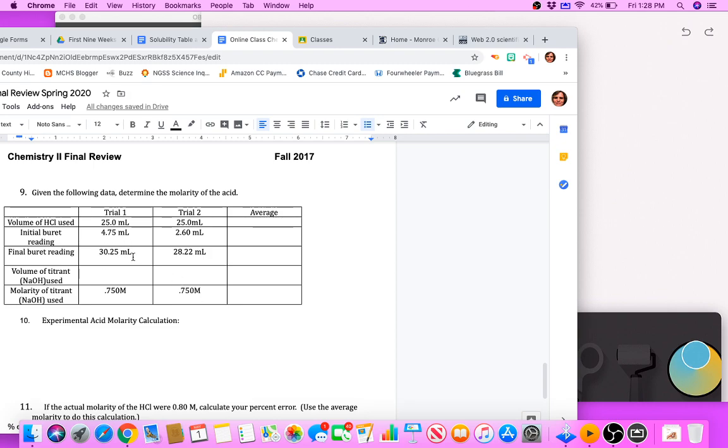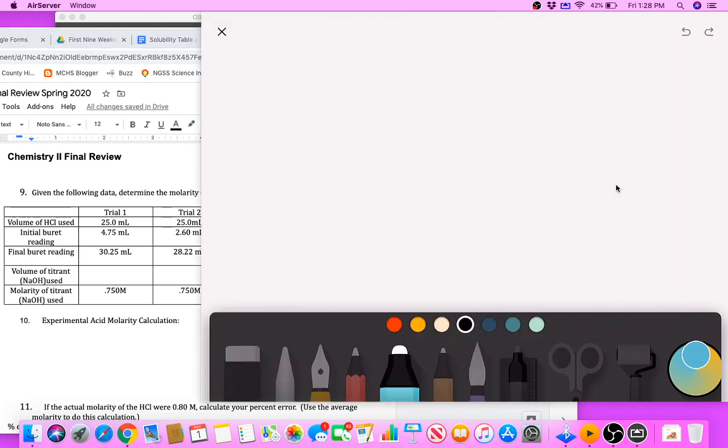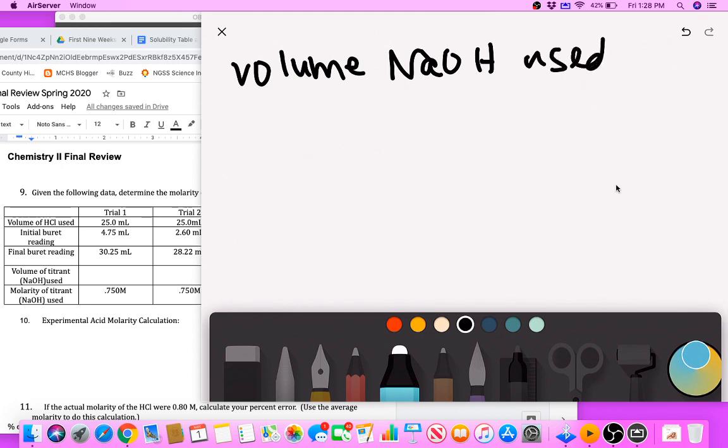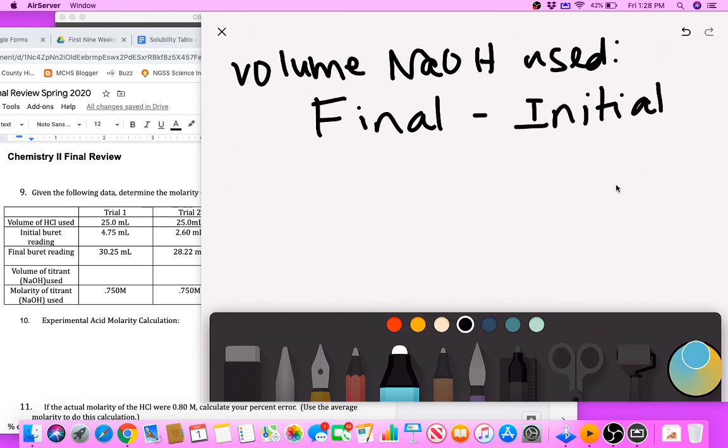But anyway, the other problem some of us had was finding the volume of titrant used. Again, the titrant is the NaOH that's in our burette. To get the volume of titrant that you used, you have to do the final minus the initial burette reading. Just to reiterate that, to get the volume of titrant, which is NaOH, that you used, you have to do the final minus the initial burette reading. It was a very simple calculation that many of you missed. I told you that in the video when we went over how to do the calculations.